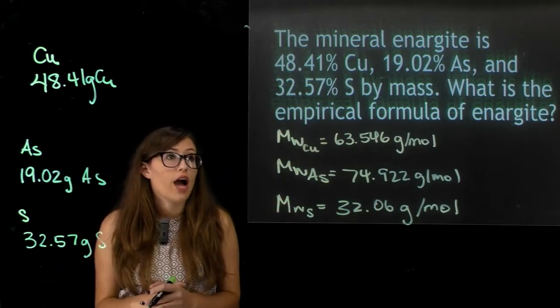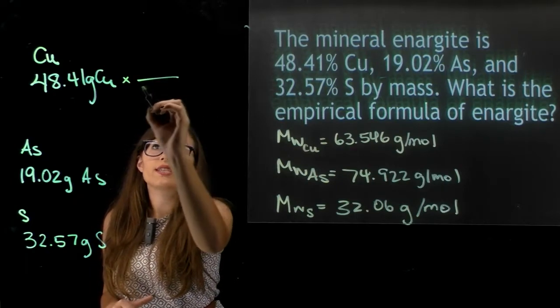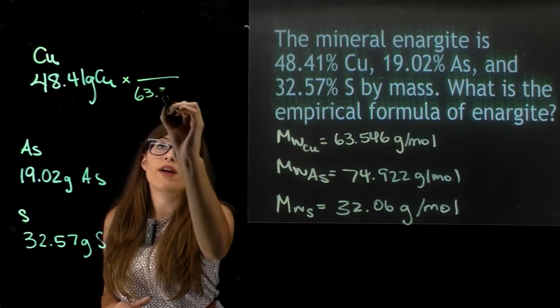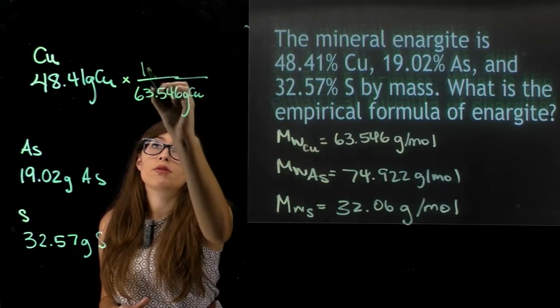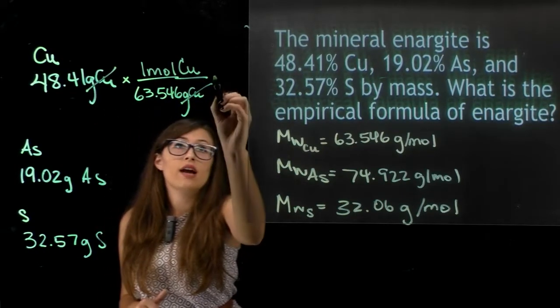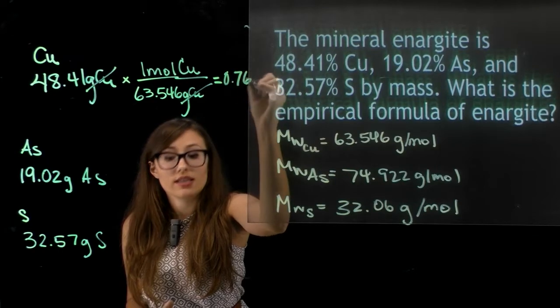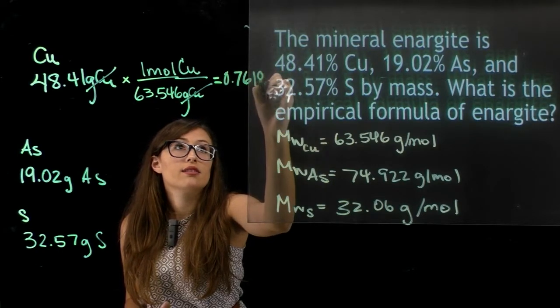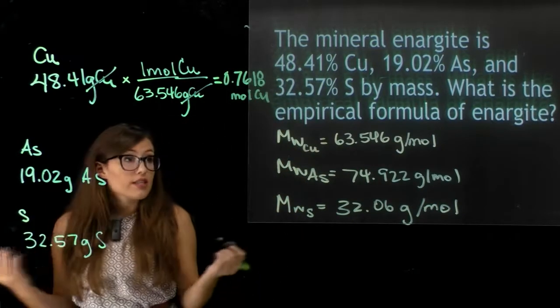So let's start off with copper. Let's multiply by the molecular weight of copper, which is 63.546 grams of copper per mole of copper. Grams and grams cancels out, and we end up getting moles equal to 0.7618 moles of copper. For arsenic, we do the same thing.